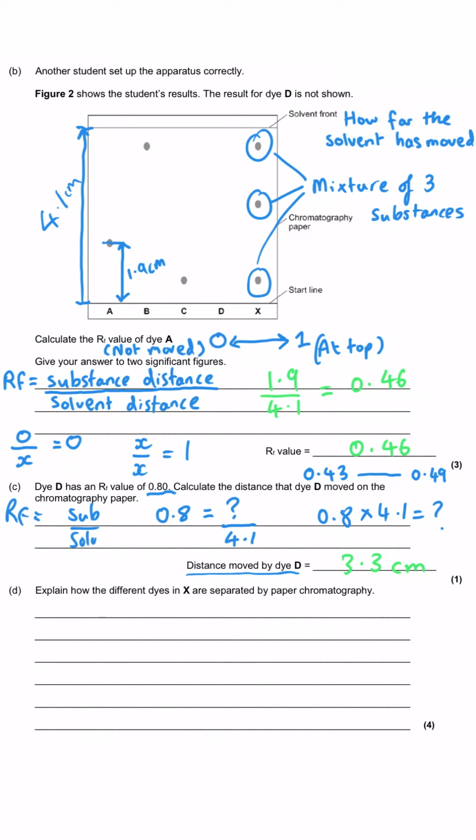And then the final question asks us to explain how the different dyes in X are separated. We've already said that it's a mixture of different substances. This is quite a nice question for 4 marks, really, because we can pick them up without using very many words. So, as we've already said, the solvent rises up the paper, and you'll get a mark for saying that. And then these different dyes in X will have different solubilities in that solvent. So solubility means how well does it dissolve in that solvent.